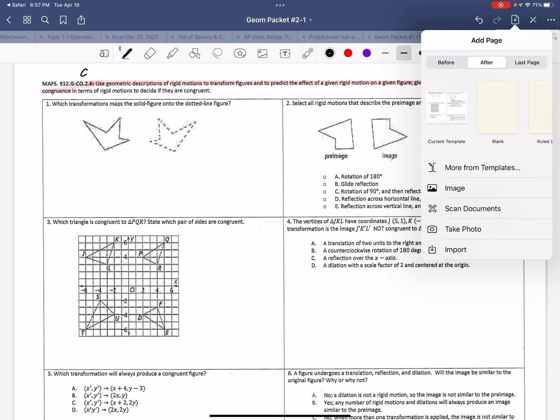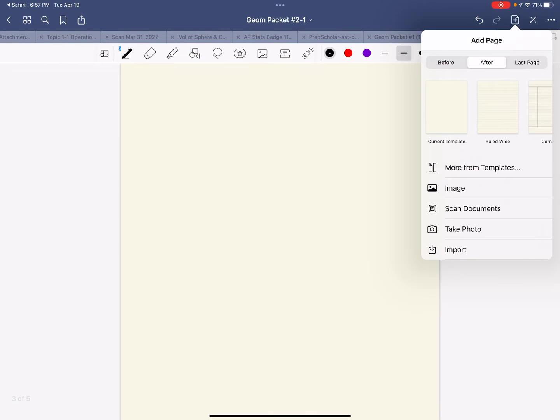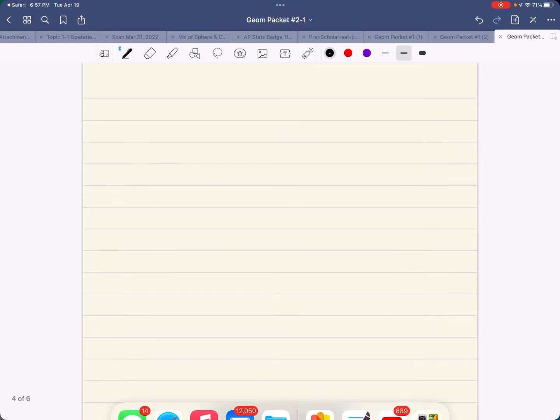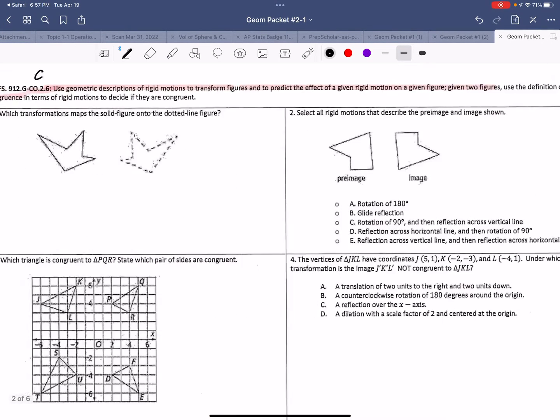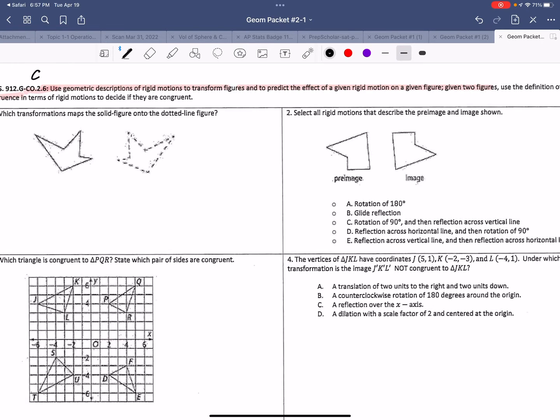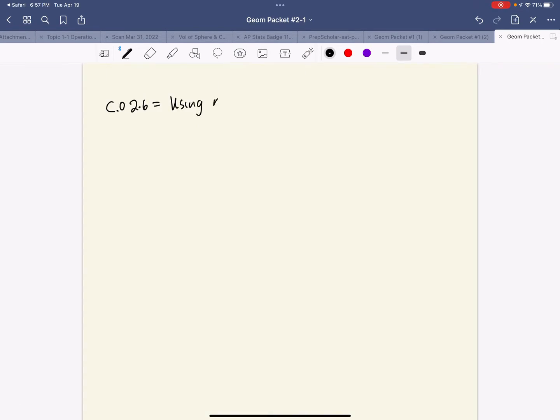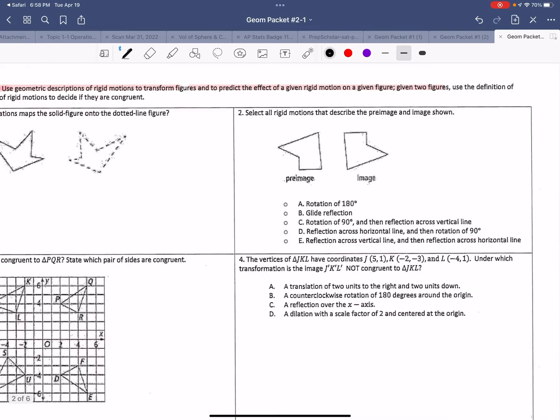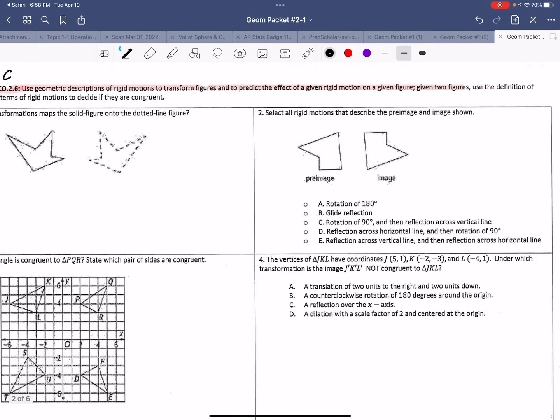Okay, so in my notebook, I'm going to add into my notebook pages my learning goal, right? So 2.6. Use geometric descriptions of, so using rigid motion, that means it doesn't get bigger or smaller, it stays the same size.